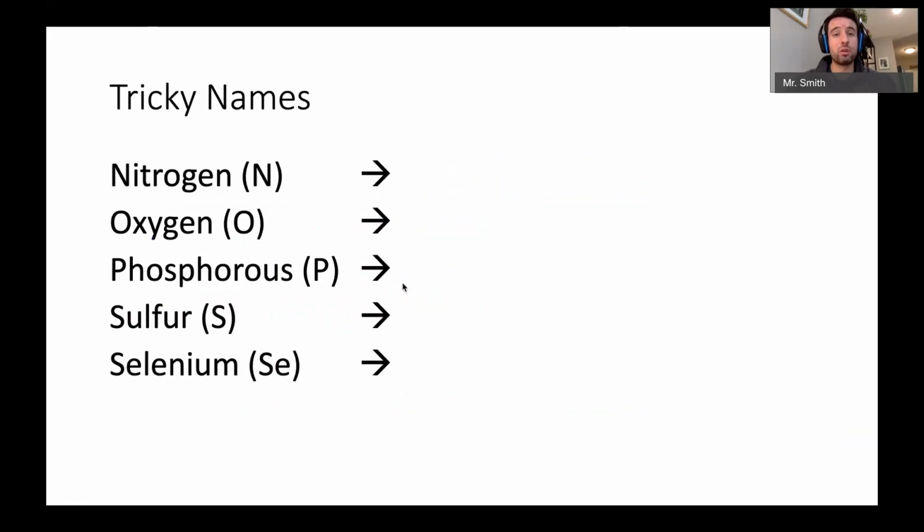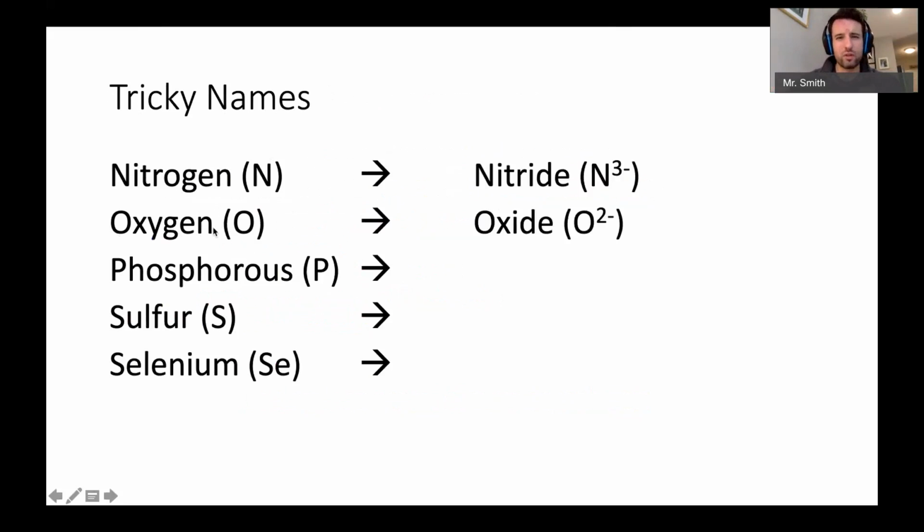Okay, so there's a couple non-metals, there's 5 of them, that don't really end in INE. So how you change that ending to IDE is a little bit trickier. For example, nitrogen is not nitrogide, it's just nitride, right? And that stands for N3 minus. So this is the ion form of nitrogen. Oxygen is not oxygide, it's just oxide, which you've probably heard of if you've heard of things like carbon dioxide or carbon monoxide.